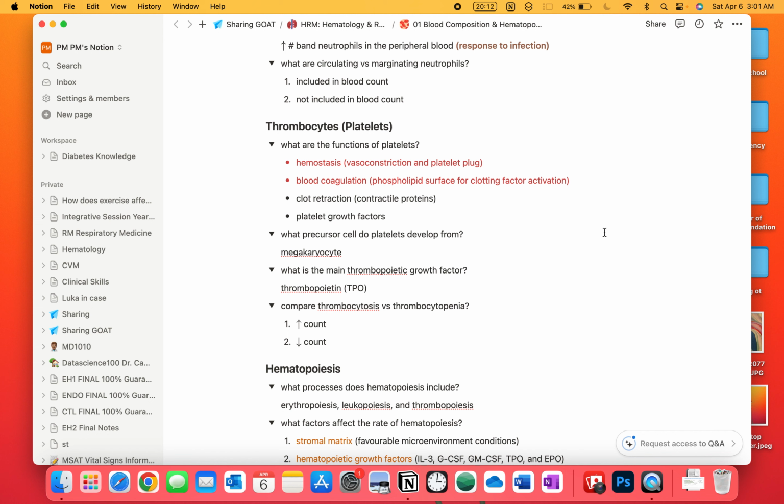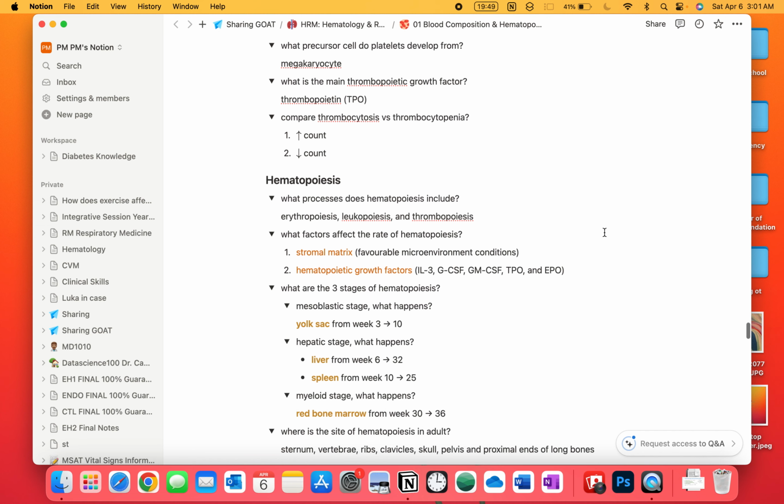What precursor site do thrombocytes come from? They come from megakaryocytes. Thrombocyte is just another word for platelet. And the main thrombopoietic growth factor is thrombopoietin. Thrombocytosis is increased count. Thrombocytopenia is decreased count. Penia just means less. Cytosis just means more.